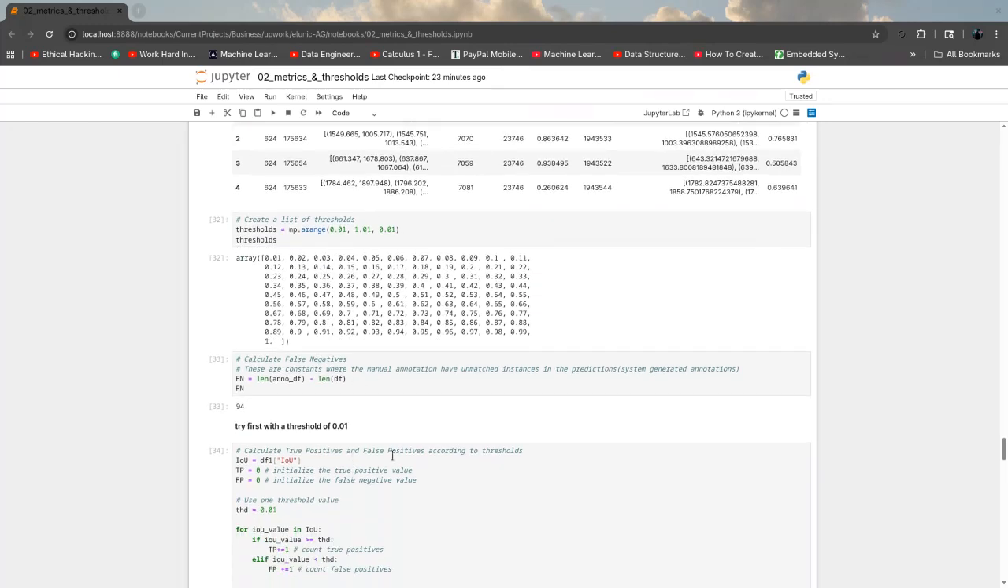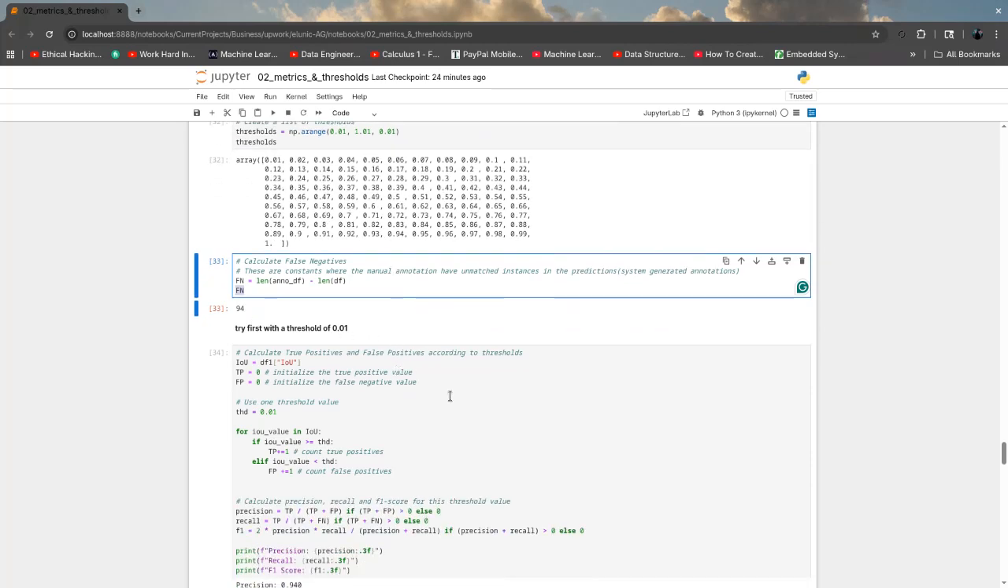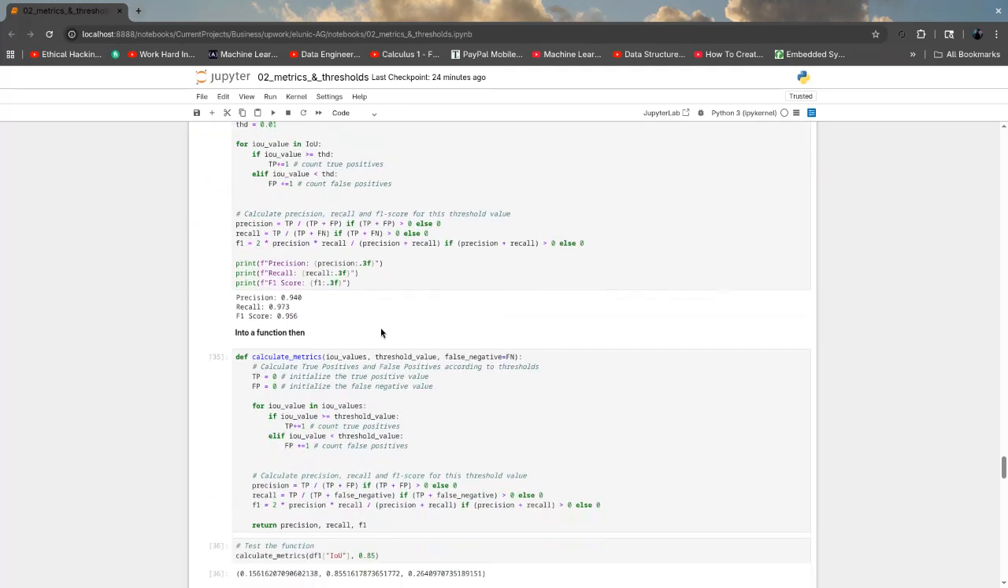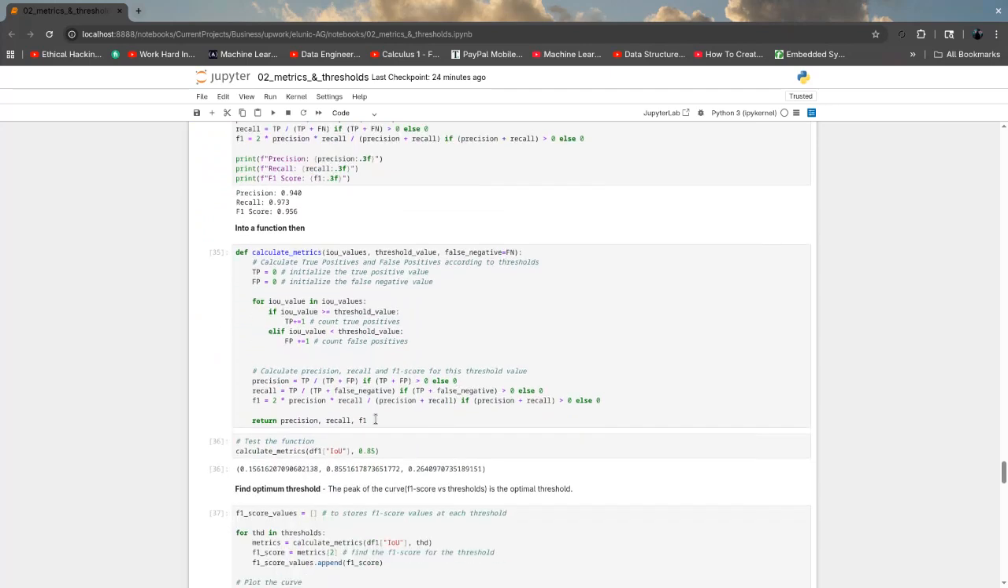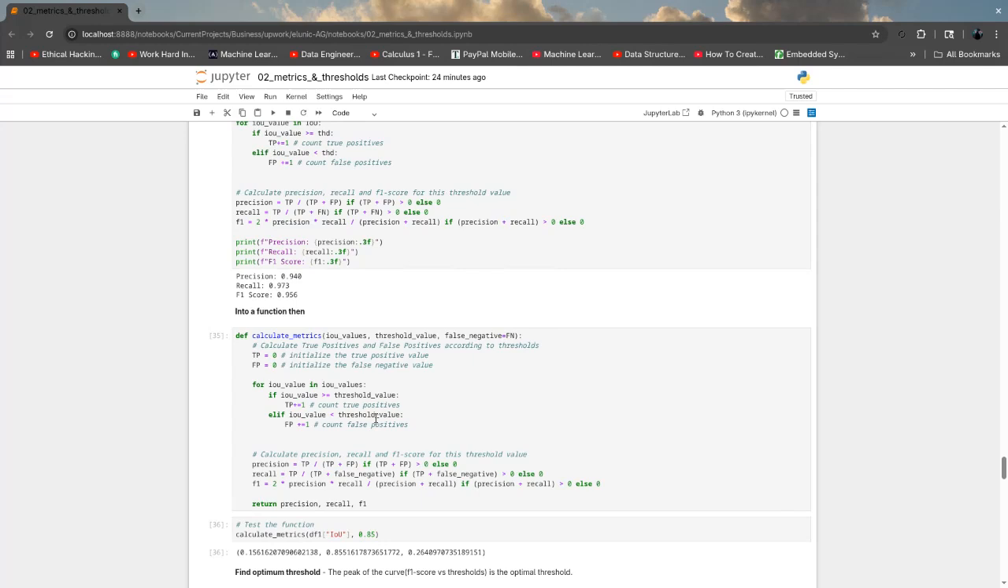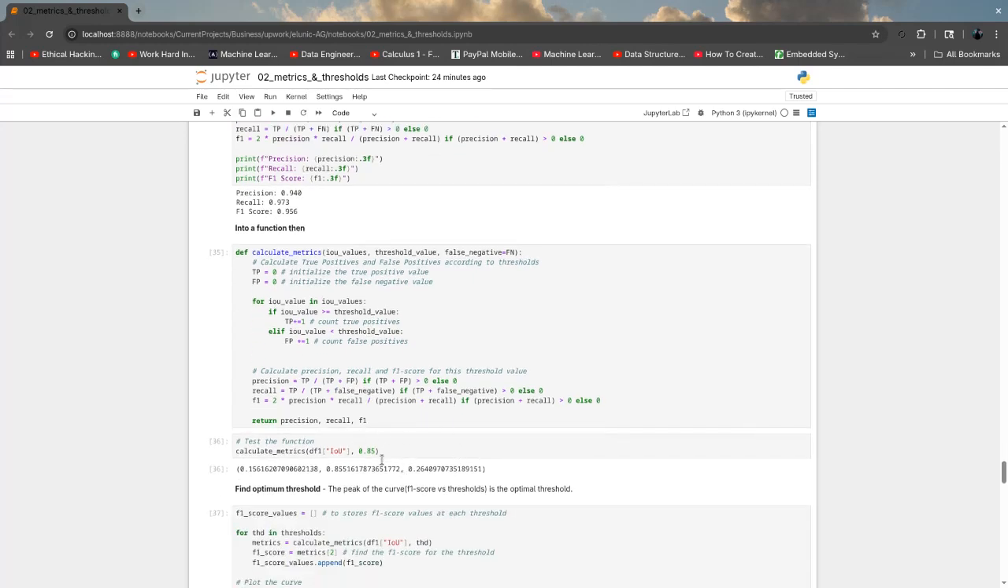I was just reviewing the false negatives, which are the annotations that were never matched by the system, of which there were 94. This was just a trial for 0.1, but I wanted to create a function that will try all the thresholds. I created the function and tested it on a 0.85 threshold.